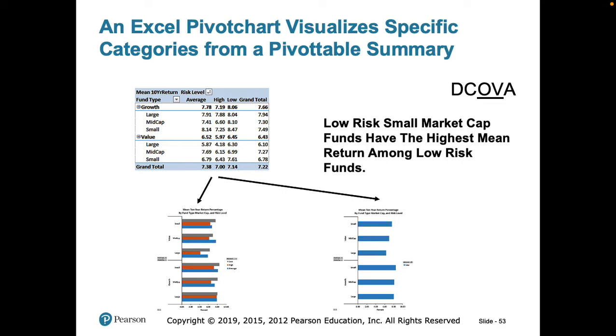Here is a pivot chart, which visualizes specific categories from a pivot table summary. Basically, here we have your pivot chart that we already created. And then you have your data here summarizing all that data from Excel. In this case, we're looking at low risk, small market cap, and we have funds that have the highest mean return among low risk funds.